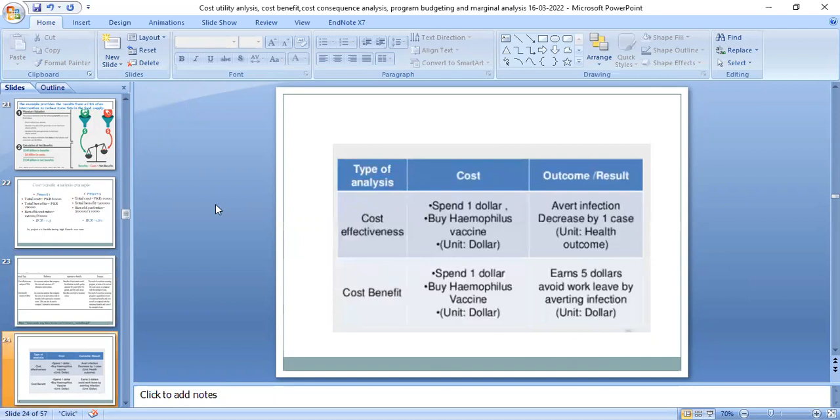Here is the example of the cost effectiveness and cost benefit analysis. The input of our cost effectiveness analysis is, if we spend $1 to buy hemophilus vaccine, the outcome will be averted infection, a decrease by one case. That is the health outcome. While in cost benefit analysis, if we spend $1 to buy hemophilus vaccine, we will earn $5 by avoiding work leave through averting infection. As seen in this table, the outcome of cost effectiveness is cost per unit effect, while in cost benefit analysis, the outcome is in monetary value.